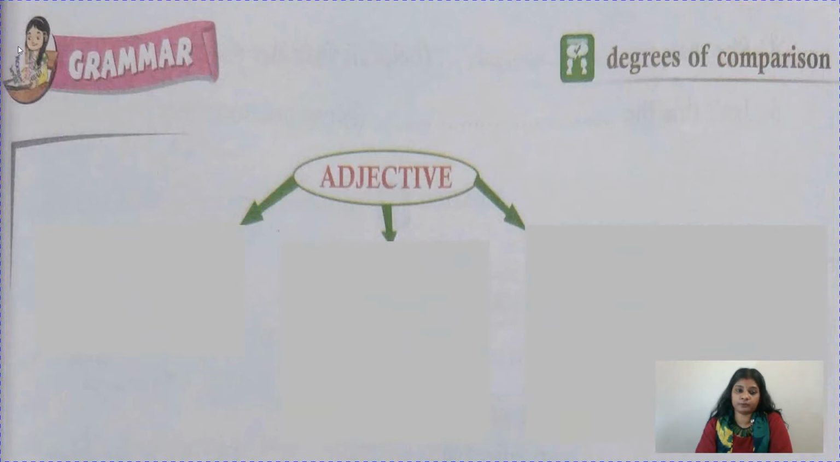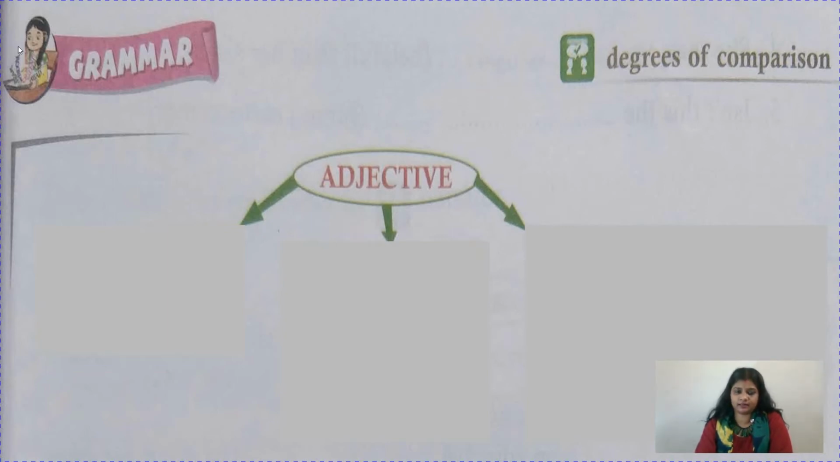Children, I hope you remember what an adjective is. An adjective is a describing word, or you can say an adjective is used to describe or modify a noun or a pronoun. Since you are in class 3, simply you can say adjectives are describing words. And what does it describe? It describes a noun. And what is a noun, children? A noun is a name of a person, place, animal or thing.